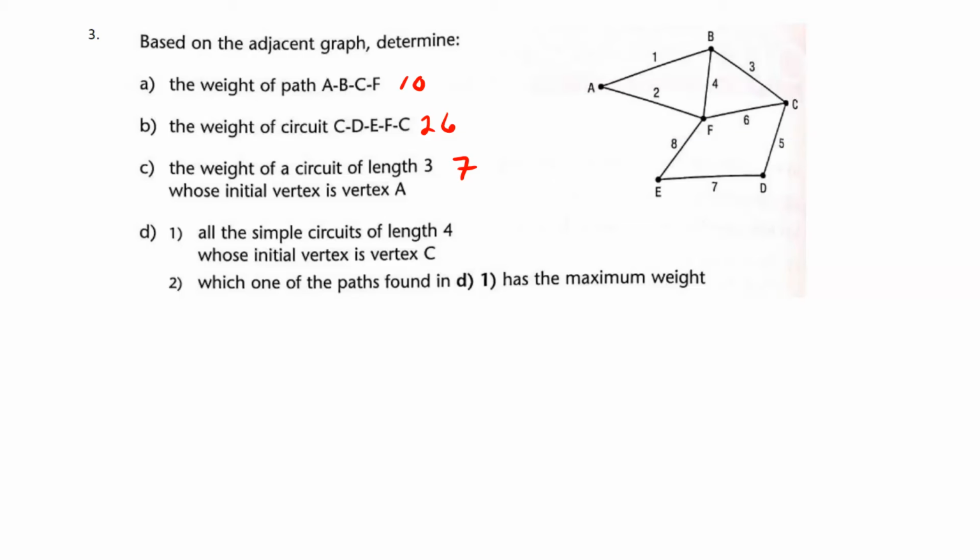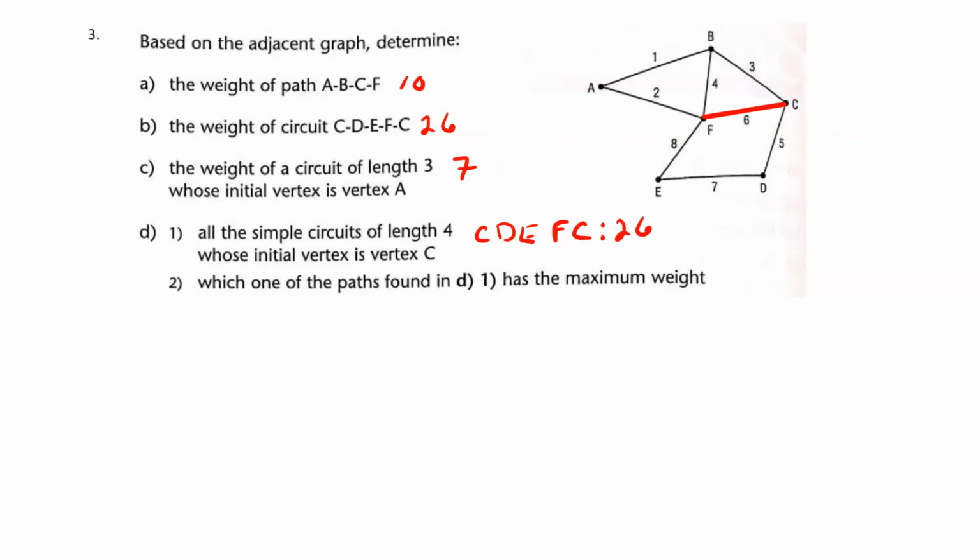Now we're asked to find all the simple circuits of length 4 whose initial vertex is C. So we're going to start at C and do circuits that have length of 4. We find C, D, E, F, C. It has a weight of 5 plus 7 is 12, plus 8 is 20, plus 6 is 26. We could go in the reverse direction, but of course the weight is going to be the same.